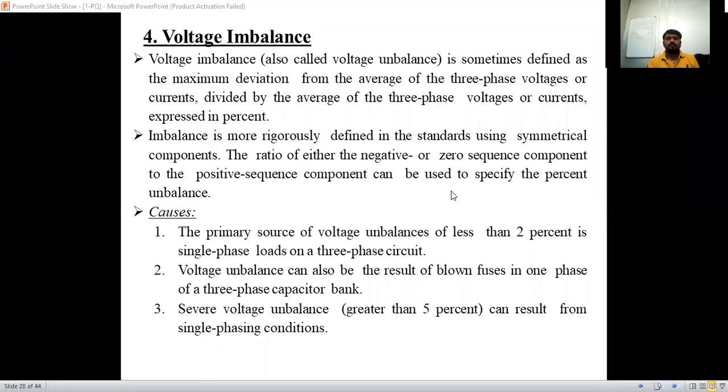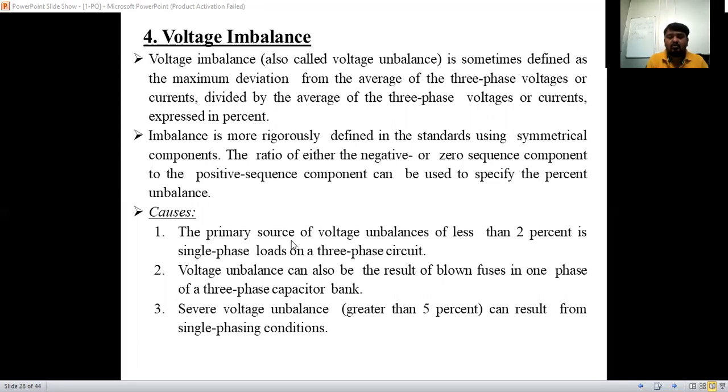In the previous class we discussed voltage imbalance. Especially for a three-phase supply, if we give a single-phase load, voltage imbalance will occur. Suddenly we add heavy loads to one phase and add nothing to another phase, and in that condition the voltage will be imbalanced. Now we have discussed the causes for that.